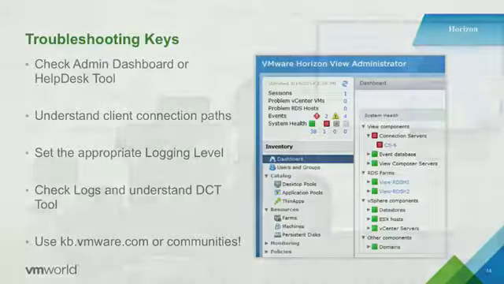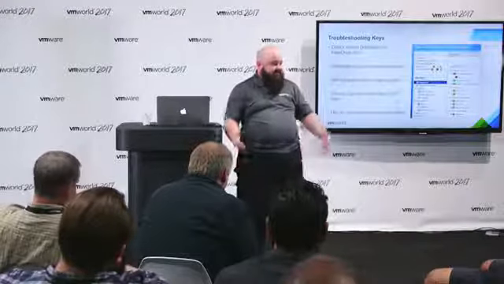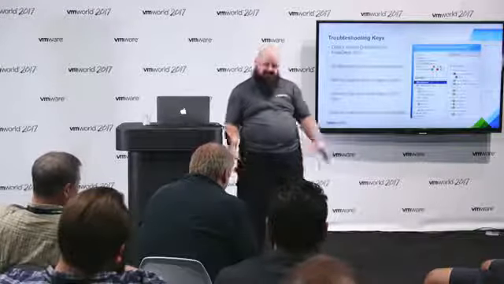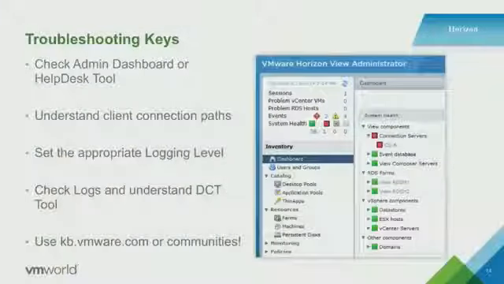Where do you look? Well, the first place you can look is the dashboard. We made it easy. We have green, yellow, and red. There's actually a 4th color, which you might not see that often, which is gray. Gray means Horizon's like, I have no idea what it is, right? But the other 3 are pretty easy. Green, everything's good. Yellow, well, there might be a problem, but we're not sure how bad it is.